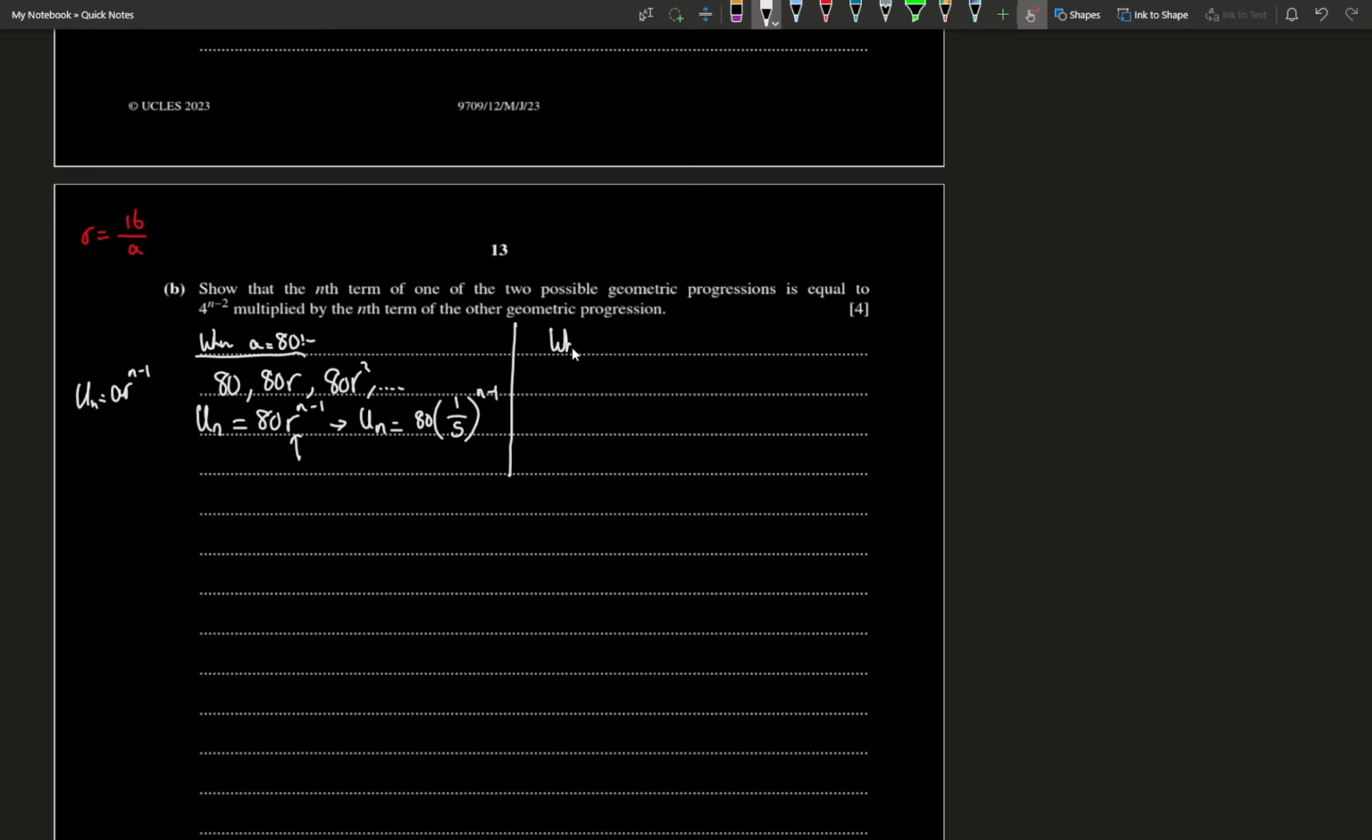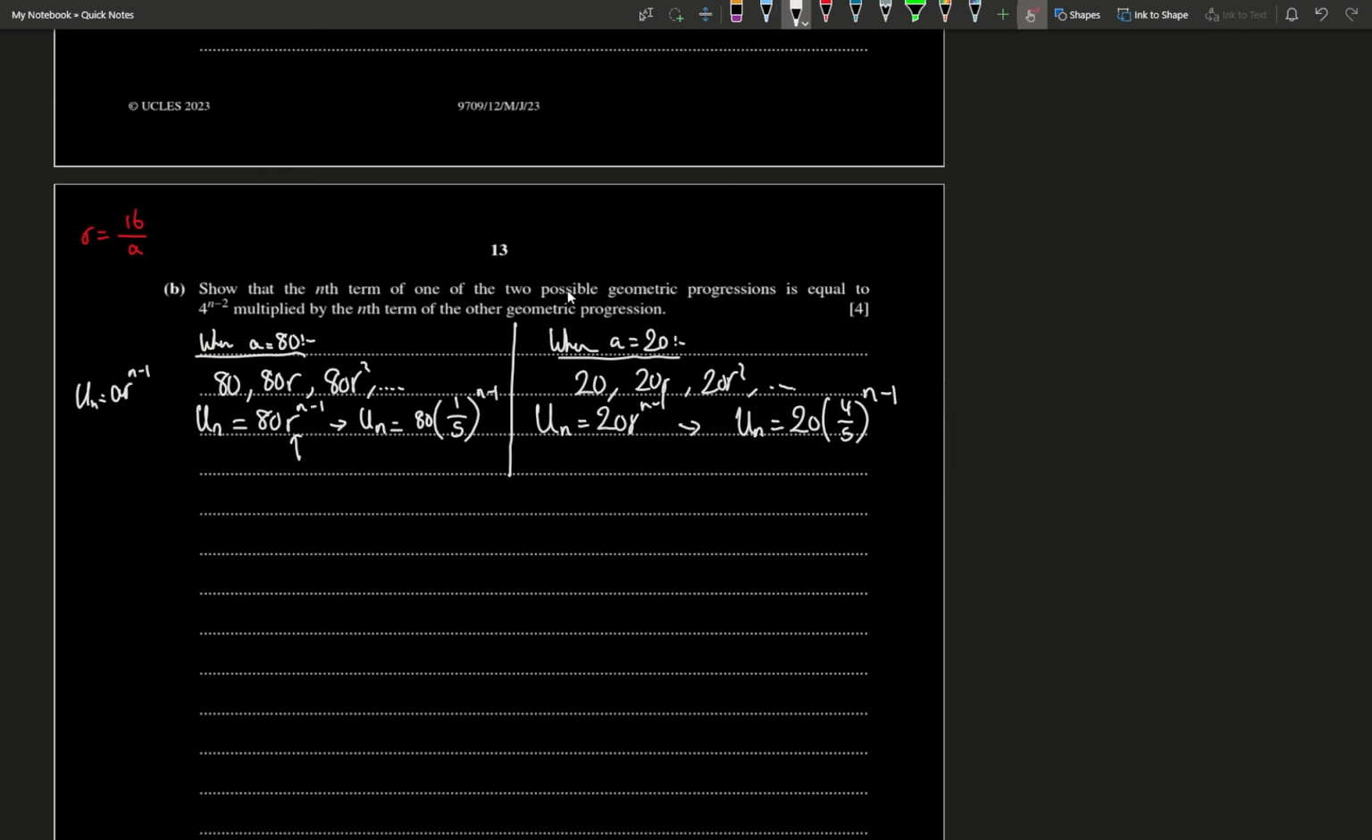Let's see when A is equal to 20. Our sequence will be 20, then 20R, then 20R squared and so on, a geometric progression. So our un will be 20 times R raised to the power of n minus 1. Put 20 in the equation to find the common ratio: 16 divided by 20 will give us 4 over 5. So un is equal to 20 multiplied by 4 over 5 raised to the power of n minus 1. Now we have found our two possible geometric progressions.